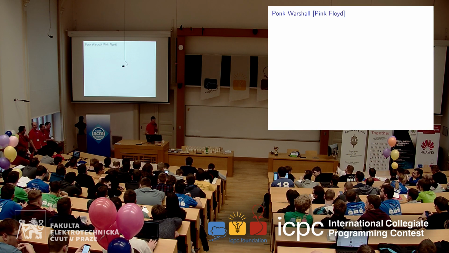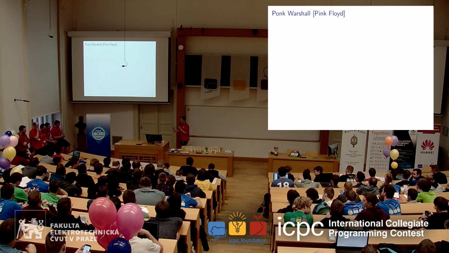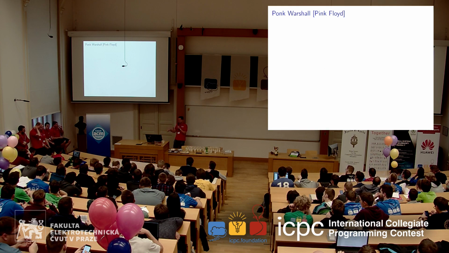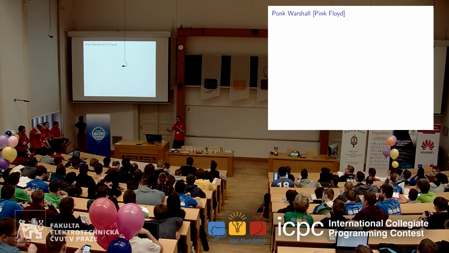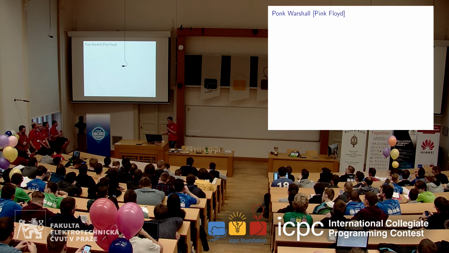So this was the problem where you got two strings over an alphabet with 4 letters, and you want to turn the first string into the second one by swaps of pairs of letters.